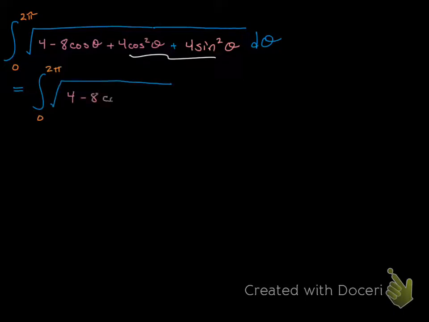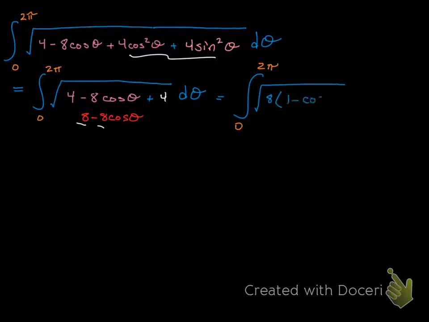So there's my square root, 4 minus 8 cosine theta, I'm sorry, plus a 4, with respect to theta. Combine the 4's and I end up with an 8 minus 8 cosine theta. Okay? And in my next step here, I'm just going to factor out those 8's and see if I can manipulate anything further. So I see under my radical, I have 8 times 1 minus cosine theta.